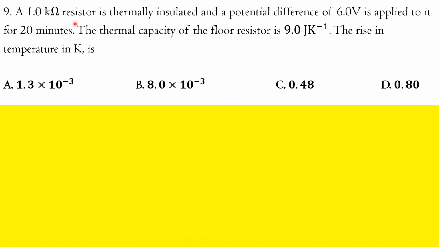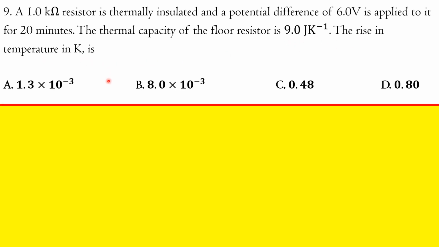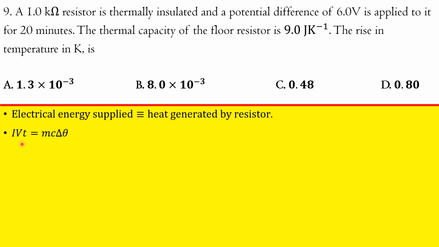A 1.0 kilo ohm resistor is thermally insulated and a potential difference of 6 volts is applied to it for 20 minutes. The thermal capacity of the resistor is this. The rise in temperature in Kelvin is, well, here you just want to make sure that electrical energy supplied will be equal to heat generated by the resistor, right? So IVt, which is the electrical energy supplied, is basically mc delta theta.